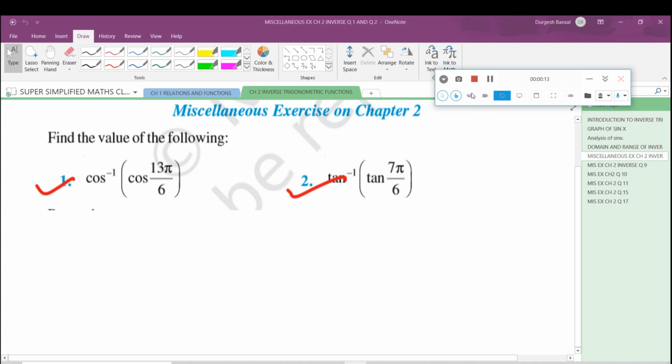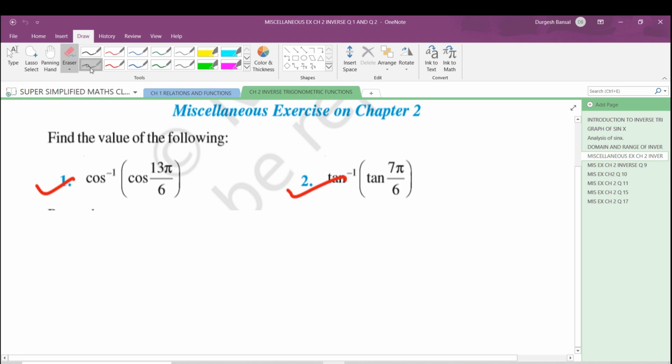Now today we are going to do the miscellaneous exercise, and as you know the syllabus has been trimmed, so all the questions we are not supposed to do. We are supposed to do only those questions which are related to domain and range, but we are going to do a few more questions that are going to be used in differentiation and integration. So now let us concentrate on the first question.